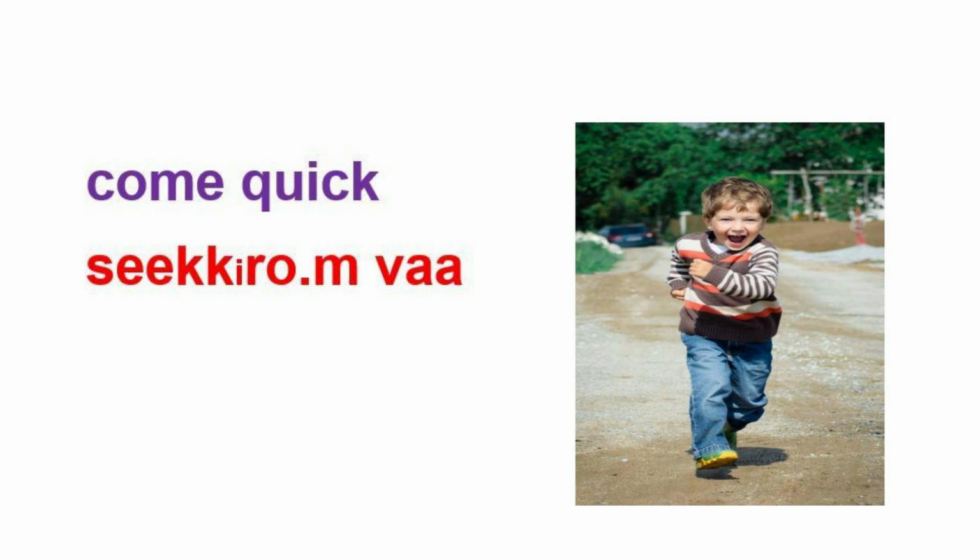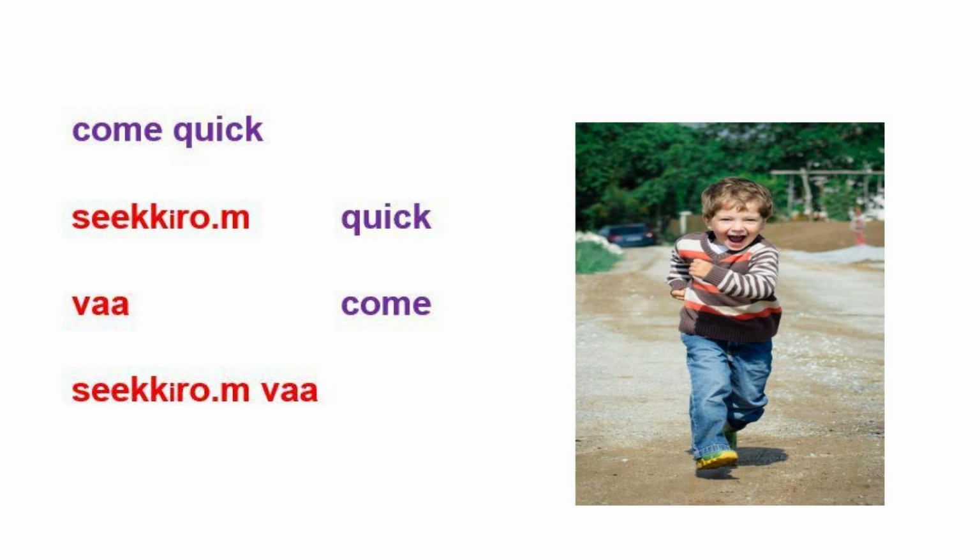Come quick. சீக்கிரம் வா. Here I am not saying quickly, instead it's just quick. In this case you have to just imagine a small boy running towards you and you want to tell him come quick. Since it's a young boy, a cute little boy, you don't have to say vaanga. You don't have to be formal like you speak to elders. Instead, it's just va. Seekiram va.